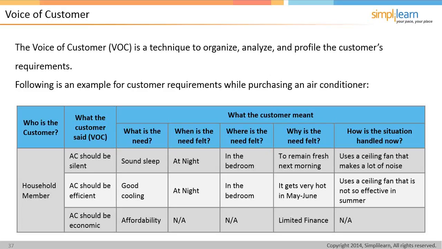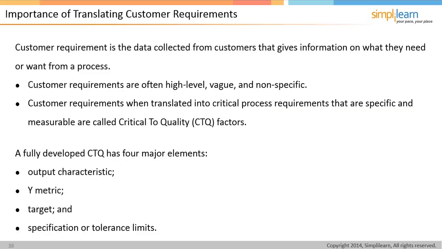So you might have customers worded, AC should be silent. They might not all say it in those words. They might articulate it in different ways, but at the end of it, you've got some large number of customers saying that the AC should be silent. Some saying it should be efficient, some saying it should be economic, and so on. That's where you've gotten that information from.